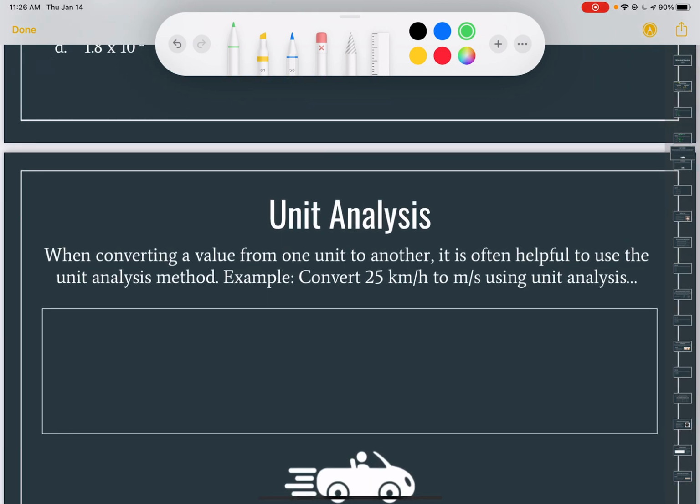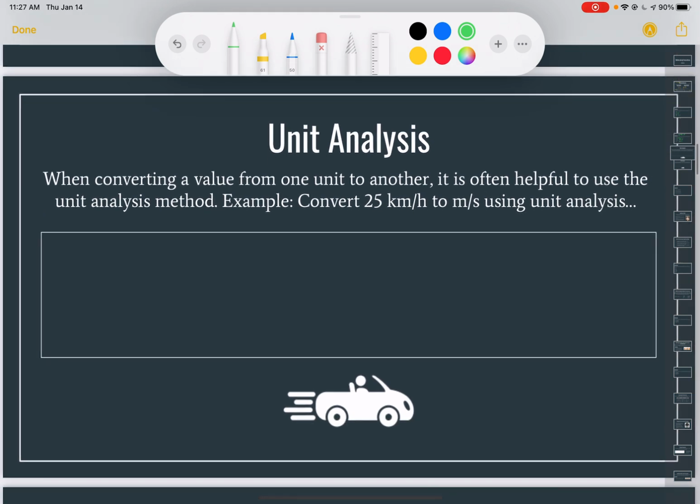So when we're talking about units, it says when converting a value from one unit to another, it's often helpful to use the unit analysis method. So the unit analysis method is basically what I call a conversion factor. That's what I've learned. It's what you use to convert from a certain unit to another. And it's normally a fraction that you're going to multiply this number by. So it's giving you this example, and I'm going to show you how to do this.